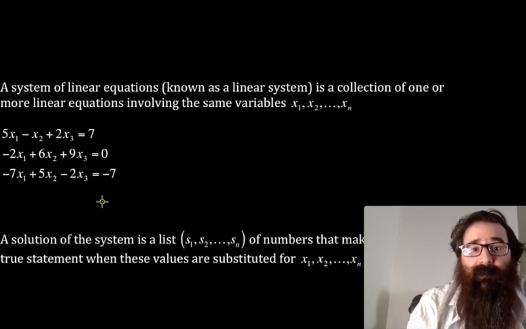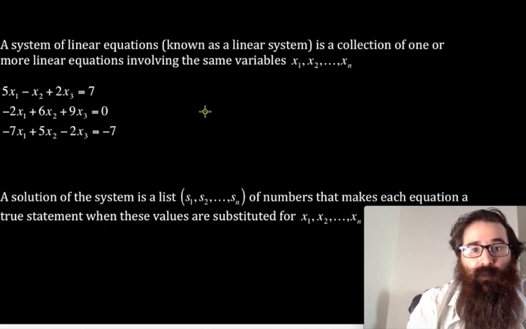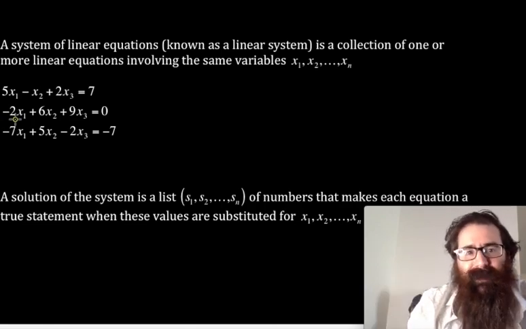A system of linear equations, known as a linear system, is a collection of one or more linear equations involving the same variables. Now we're talking about a system, a collection of these linear equations. Here I have a system with 3 equations and 3 unknowns. My 3 unknowns are x1, x2, and x3, and I have 3 separate equations to work with. The goal would be to solve that system.